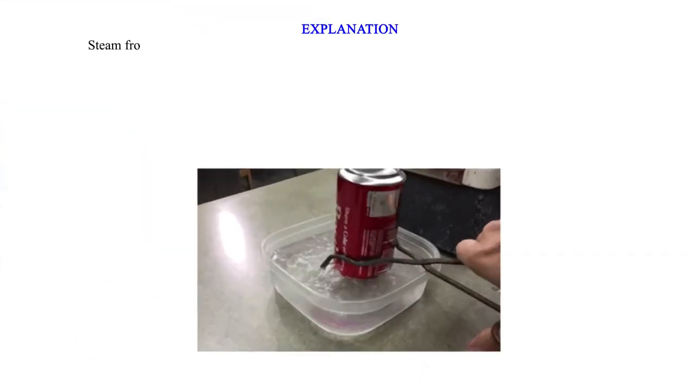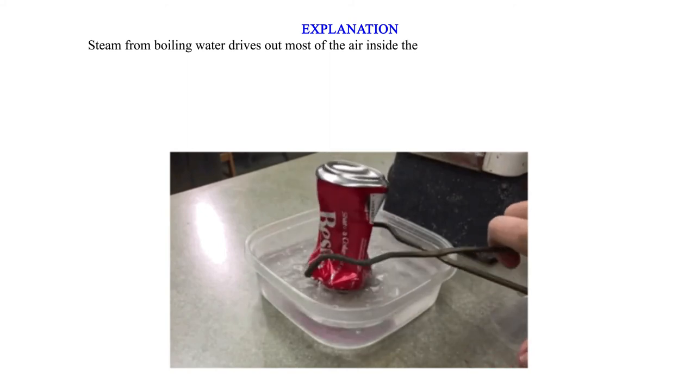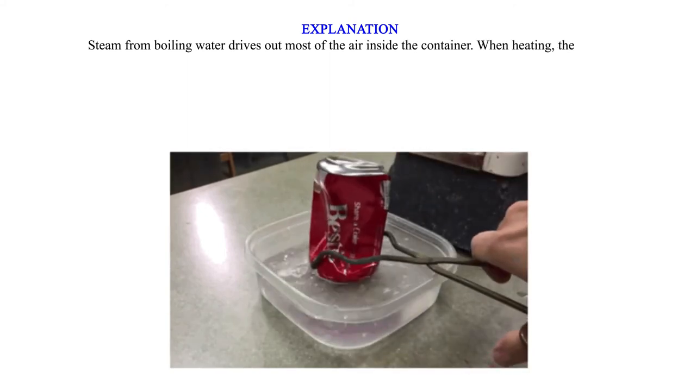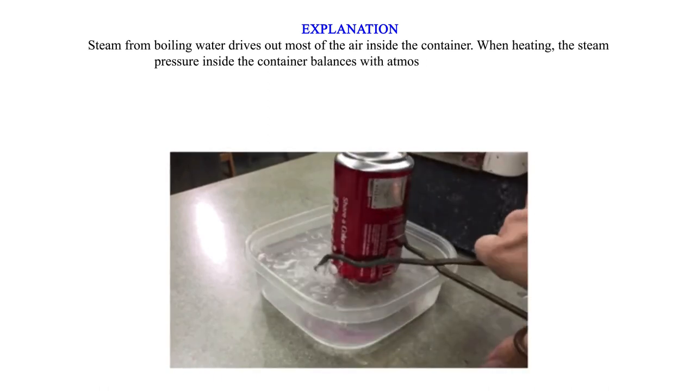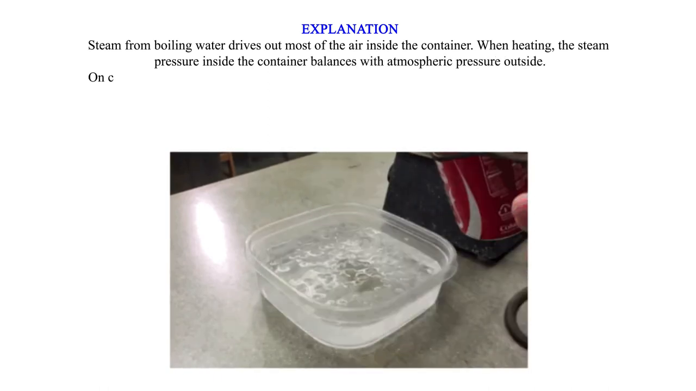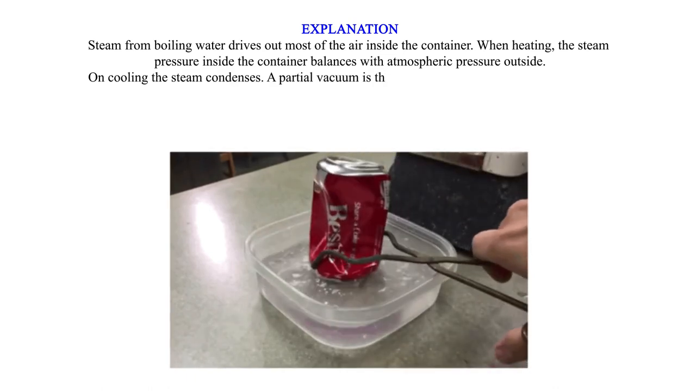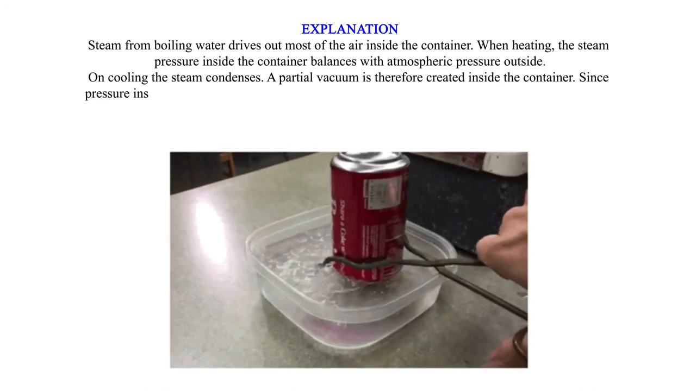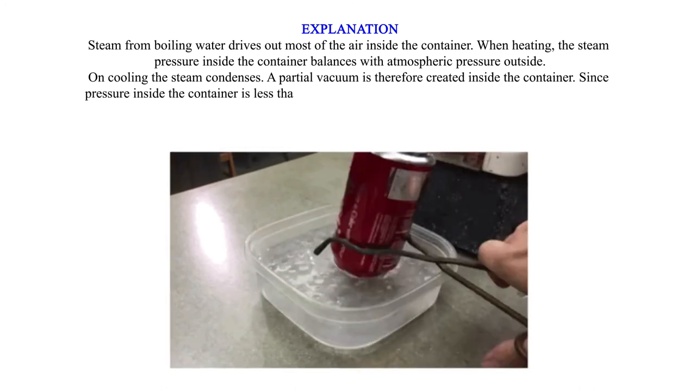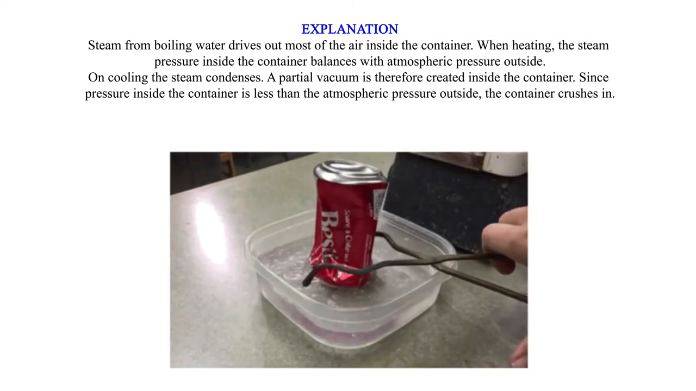Explanation. Steam from boiling water drives out most of the air inside the container. When heating, the steam pressure inside the container balances with atmospheric pressure outside. On cooling, the steam condenses. A partial vacuum is therefore created inside the container. Since pressure inside the container is less than the atmospheric pressure outside, the container crushes in.